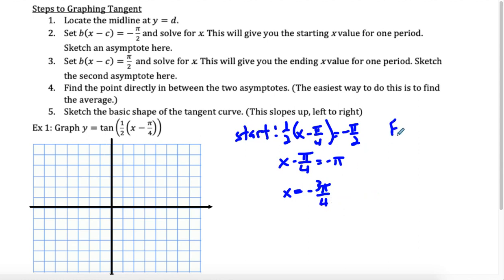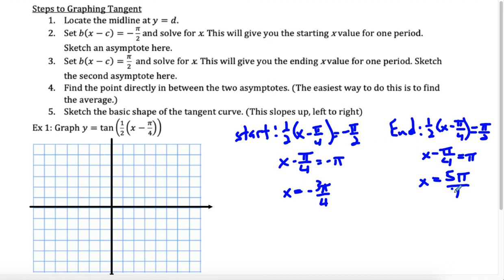And then my end, 1/2 times x minus pi over 4. We'll set that equal to positive pi over 2. Multiply both sides by 2 and add pi over 4, and we'll get positive 5 pi over 4. Okay, so we actually only need 3 key values when we're graphing tangents.